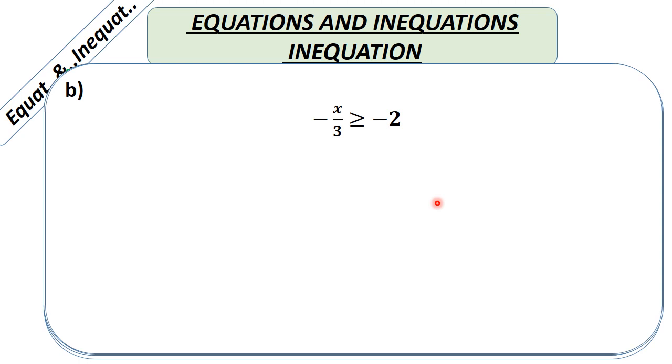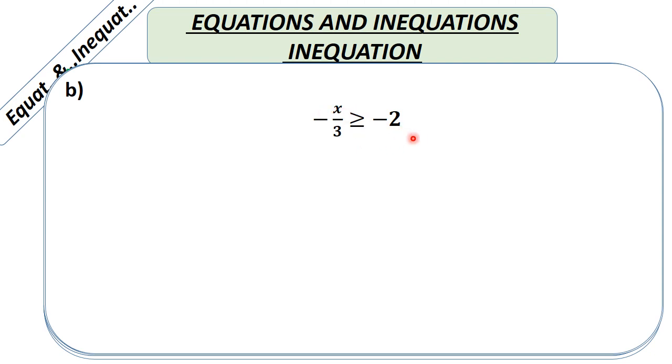B, negative x over 3 greater or equal to negative 2. So here, how do we solve for this? We first cross multiply, or for those who like doing that, we can put over 1 here. But it doesn't change anything, it's just a formality. So now that you have solved a lot of questions, you can just cross multiply and be able to see your invisible 1 here.